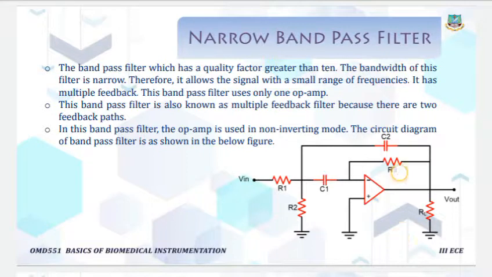It has multiple feedback. This bandpass filter uses only an op amp, operational amplifier. This is also known as a multiple feedback filter because there are two feedback paths. Since there are two feedback paths, it is also called a multiple feedback filter. So here the op amp is used in non-inverting mode. This figure shows the narrow bandpass filter.